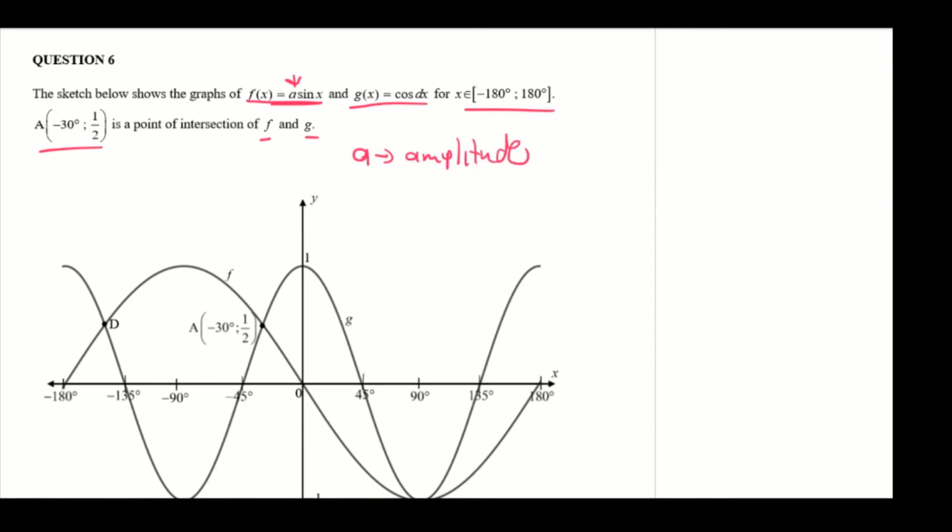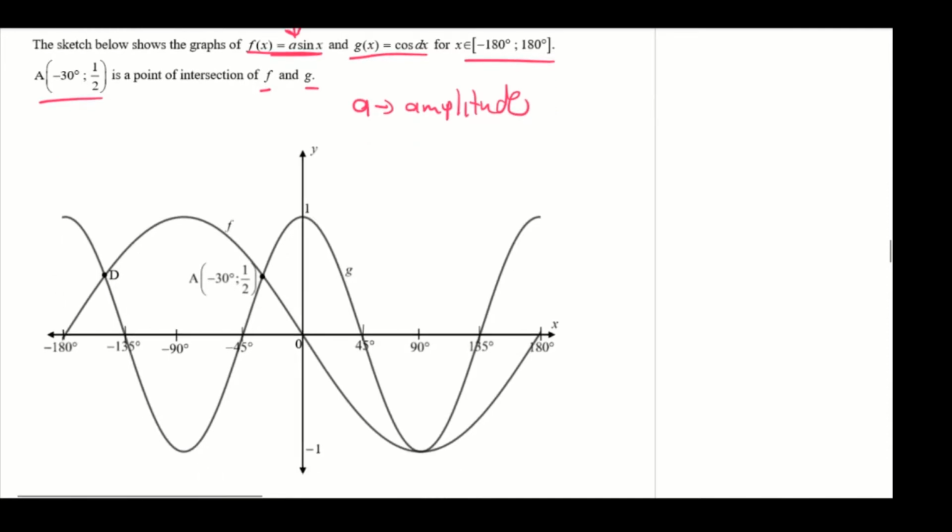So for us to find a, we're going to look at the amplitude of f, right? So if you take a look, this is the highest point of f, this is the lowest point of f, right? So to find this value of a, you're going to say a is equal to the highest point of f, the value of y is what? It's 1, plus the lowest point of f, it's -1, but you're just going to write 1, divided by 2, is equal to 2 over 2, which is equal to 1.